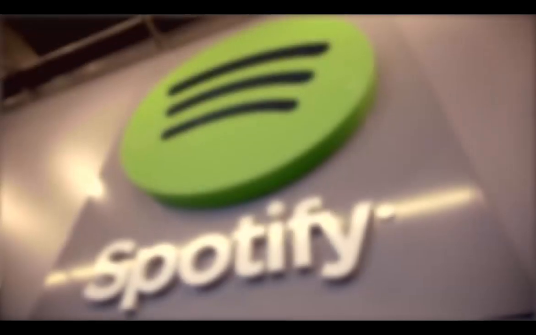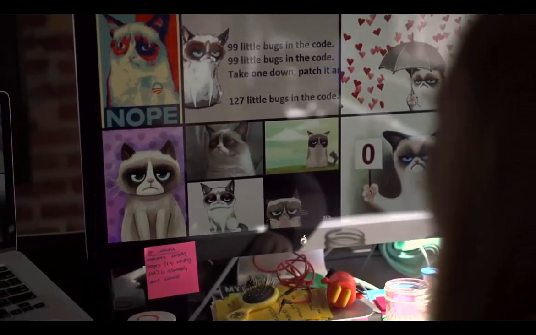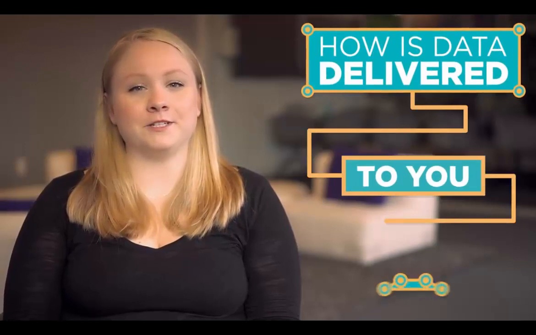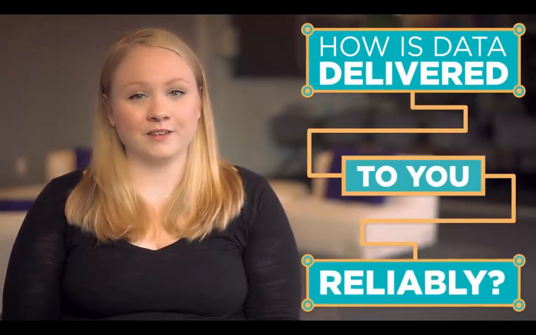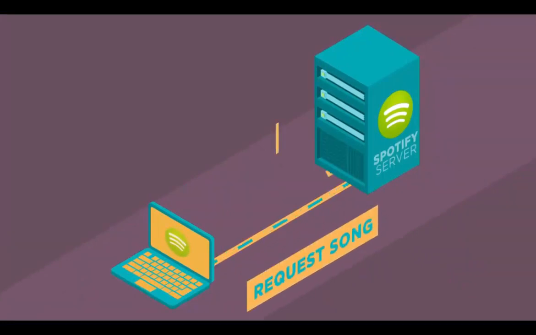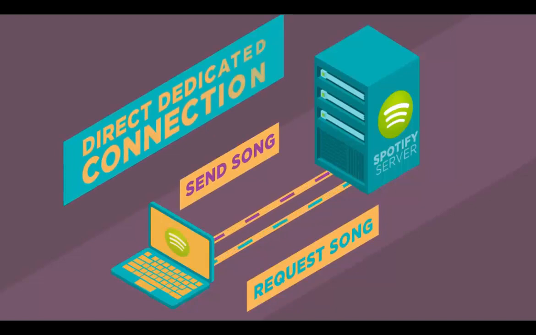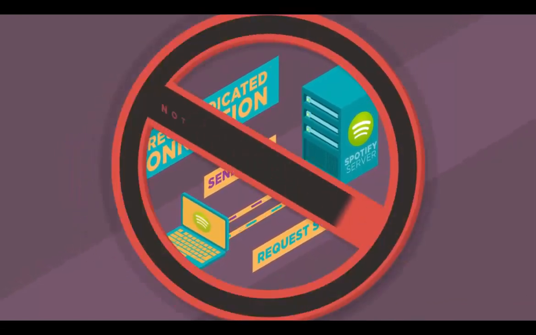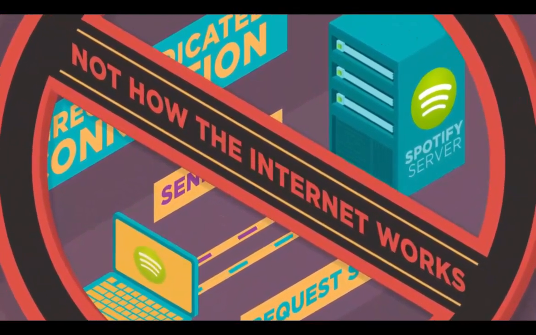Hi, my name is Lynn Root. I am a software engineer here at Spotify, and I'll be the first to admit that I often take for granted the reliability of the internet. The sheer amount of information zooming around the internet is astonishing. But how is it possible for every piece of data to be delivered to you reliably? Say you want to play a song from Spotify. It seems like your computer connects directly to Spotify's servers, and Spotify sends you a song on a direct, dedicated line. But actually, that's not how the internet works.